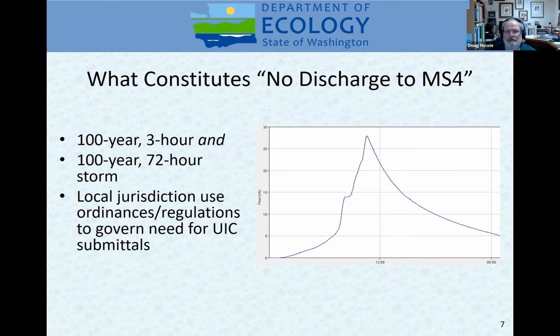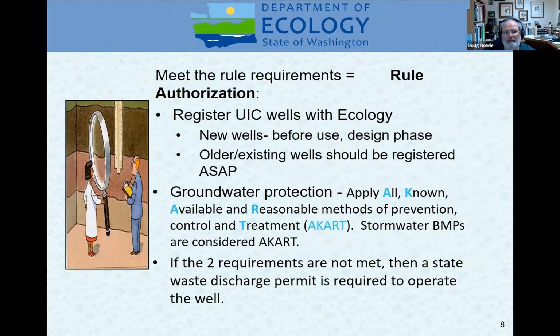So to meet the UIC rule, you have to do two things. You have to register your well, and then you have to show that you are applying all known, available, and reasonable methods of prevention, control, and treatment. You have to show you're meeting AKART. And if these two requirements are not met, then you can't do things through the rule authorization. You may end up having to use the MS4 designs, core elements or minimum requirements, or you will need to get a state waste discharge permit if you're going to keep using that infiltration facility.